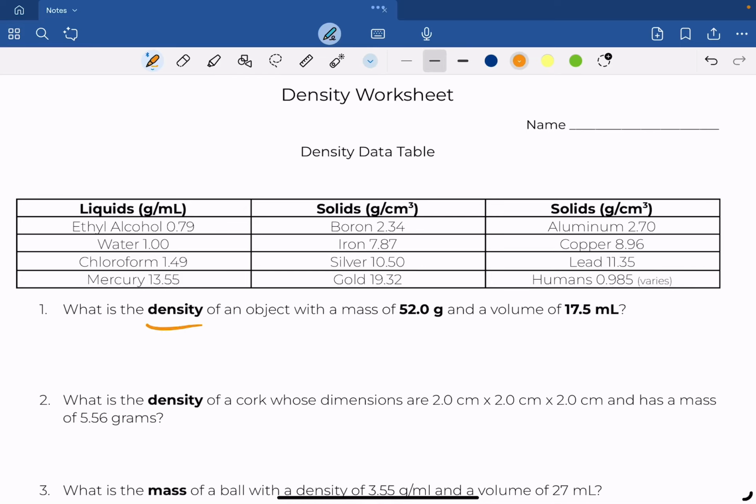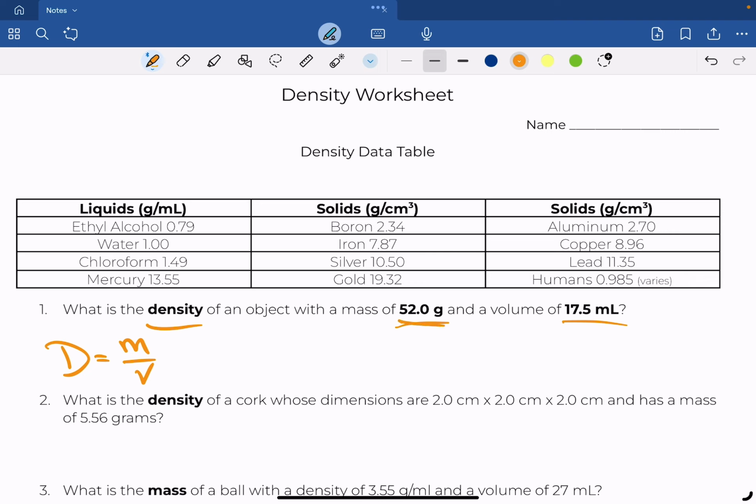What is the density of an object with a mass of 52 grams and a volume of 17.5 milliliters? In this case, we do not know the density, and that's kind of what we're looking for each time. What don't we know? We don't know density, but we do know the density formula. It's mass divided by volume.